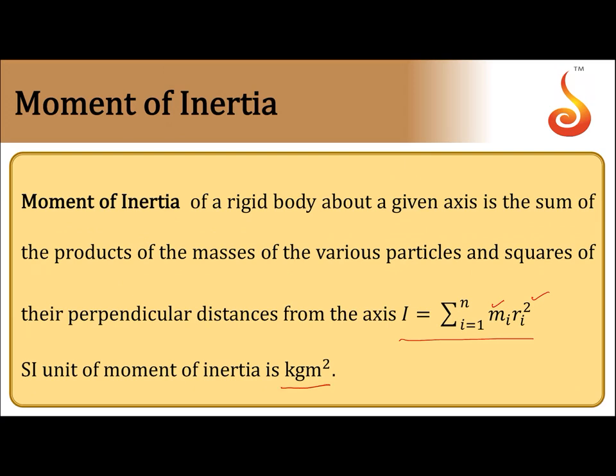The name moment of inertia suggests that it is rotational inertia. It is similar to mass in linear motion. Mass is a measure of inertia in linear motion. Moment of inertia is the measure of inertia in rotational motion. So in case of rotational motion, the inertia not only depends on mass, it also depends on how the mass is distributed about the axis of rotation.